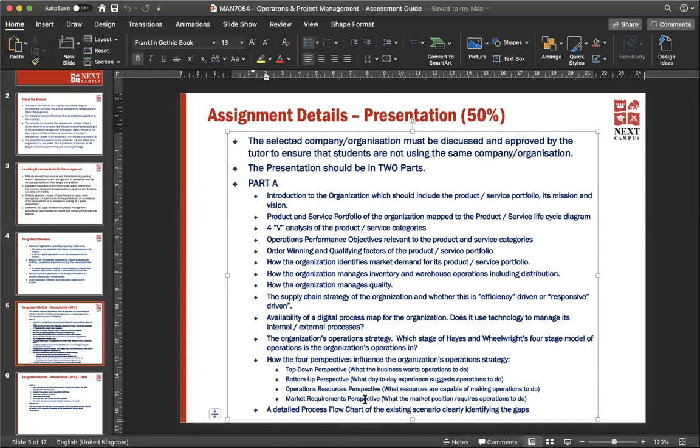So the process flow chart will basically tell the viewer of the presentation that these are the areas that this organization is considering to relocate or expand to another country. Okay. So part A is finished. Then we move to part B.